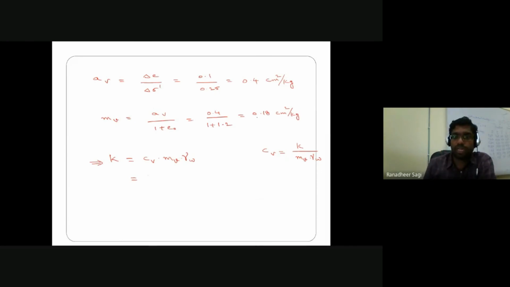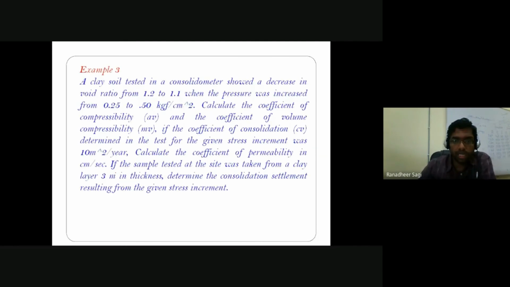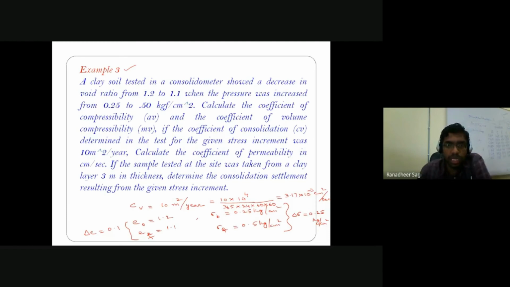MV value is already there in terms of centimeter square per kg, and gamma W you can represent in terms of your standard value. You have to accordingly substitute that here in kg per centimeter cube, and you will get the coefficient of permeability of that particular soil. Another question asked in the problem is to calculate the coefficient of permeability in centimeters per second.